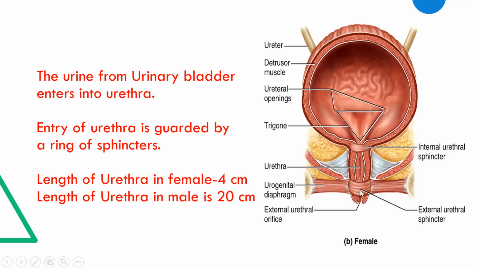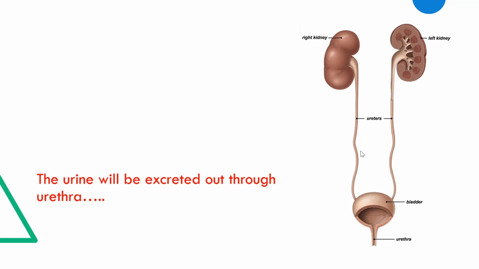Here the entry of the urethra is guarded by a ring of sphincters. The first one is the internal urethral sphincter, then the second one is the external urethral sphincter. Then the length of the urethra in females is 4 centimeters and in males is 20 centimeters. Then the urine in the urinary bladder will be excreted through the urethra.